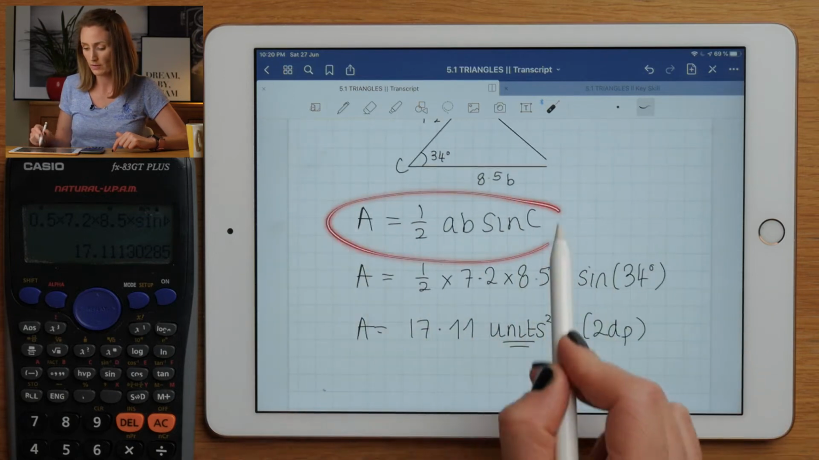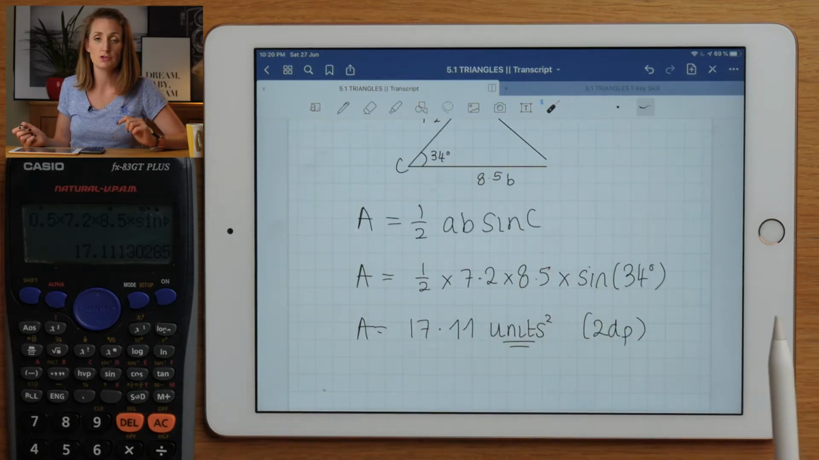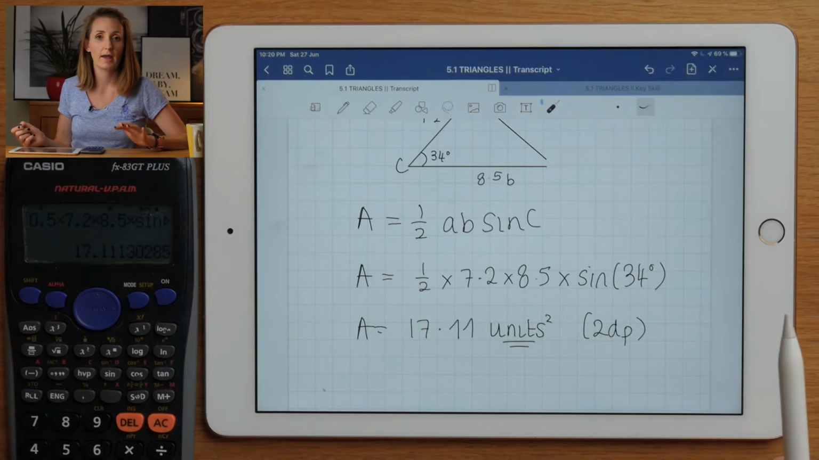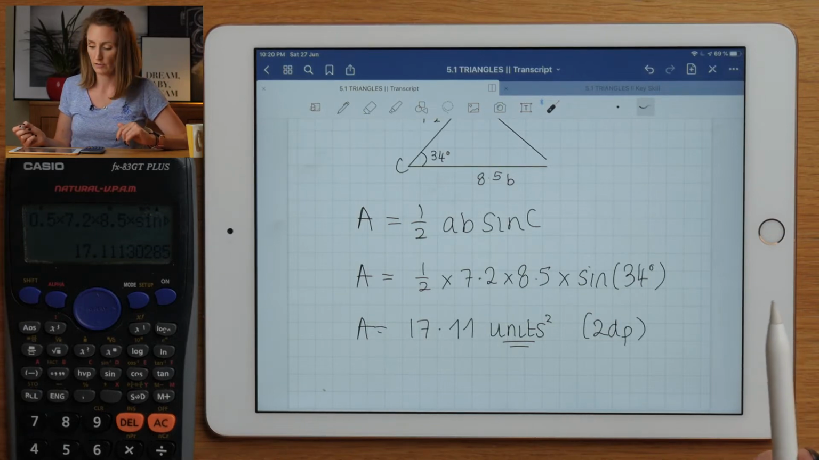If you're wondering where this formula came from and you jumped in the middle of this series, go back and watch the proof of the area of a triangle.